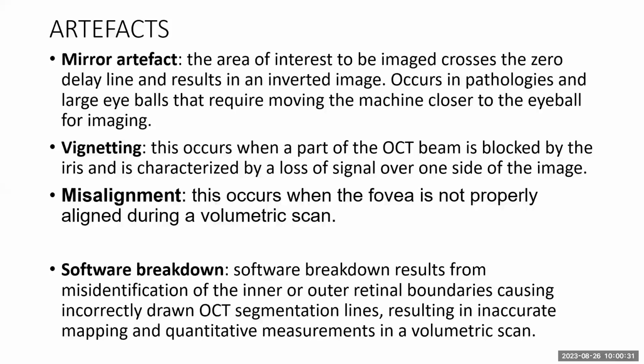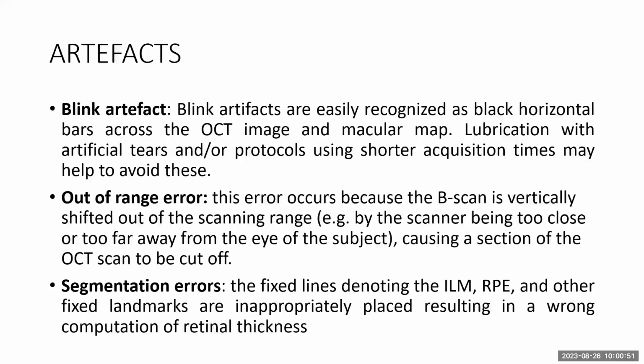You can have mirror artifacts in people that have long eyeballs. It means you have to move the machine closer, so the image may become inverted instead of being what it is meant to be. Misalignment means that the fixation is not on the fovea, so the image may give you something wrong, okay? The other artifact is blink. If the person blinks, you will see a dark band over the OCT, showing that there was no capture at that point.